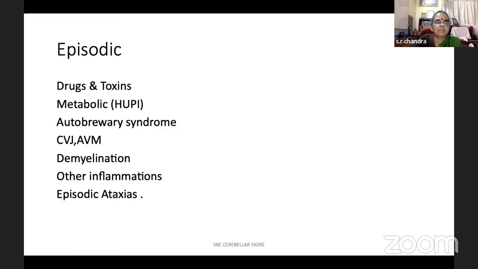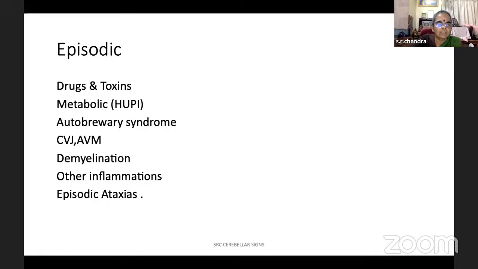Episodic ataxias may be due to drugs and toxins, or metabolic disorders like Hartnup disease, urea cycle disorder, pyruvate decarboxylase deficiency, and intermittent branched-chain aciduria. These are metabolic disorders. Then there is auto-brewery syndrome, when you have a congenital cell-mediated immune defect and systemic candidiasis. Because of the defect, patients have visceral candidiasis inside the gut. Whenever you take a carbohydrate meal, the Candida acts on the carbohydrate and produces alcohol. That alcohol gets absorbed and the patient presents with self-produced alcohol syndrome.